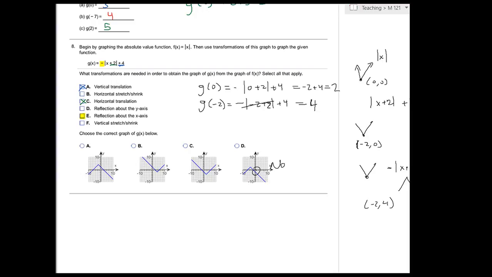No. This not flipped. And this not flipped. So it's got to be A. A has got to be the one because it's flipped. It hits at 2. That points at negative 2, about 4. That looks like it right there.